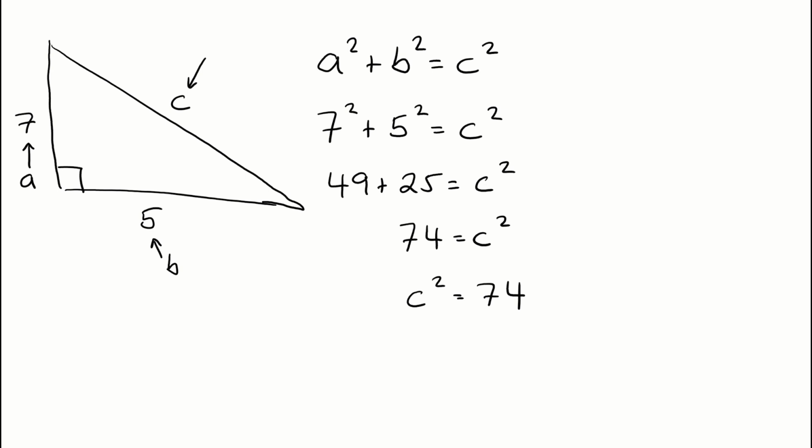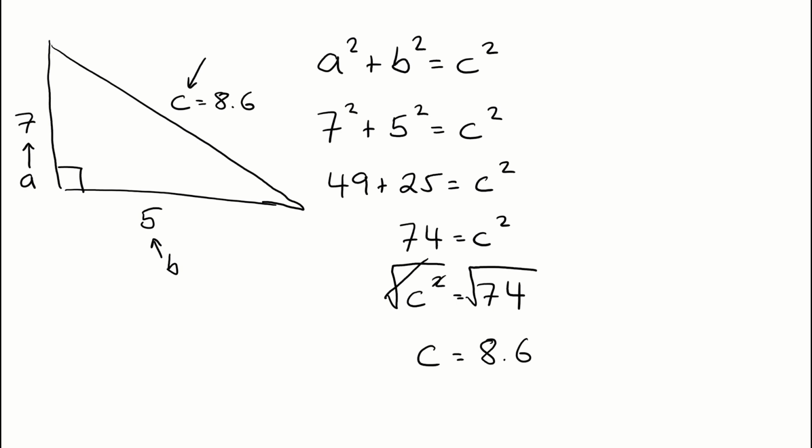So we have to take the square root of both sides, which is what we do here. And by doing that, we get rid of this square term. So we're just left with our c. And if you put the square root of 74 into a calculator, you should end up with something close to 8.6. Okay, so we've now worked out that c here is 8.6.